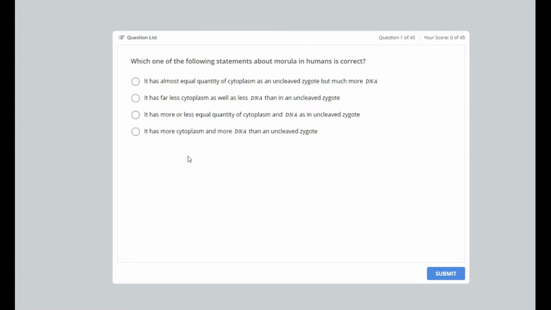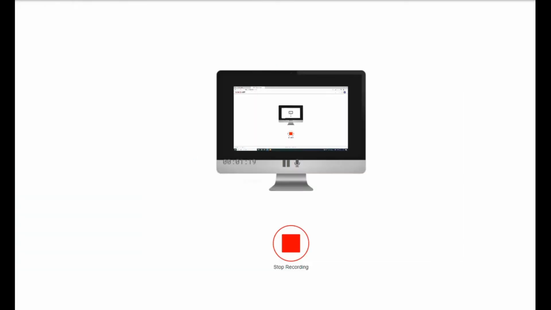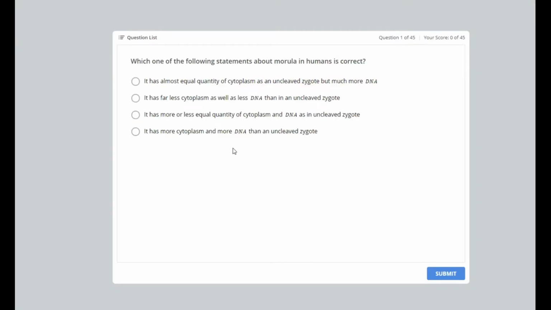The first question, which one of the following statements about morula in humans is correct? Option 1, it has almost equal quantity of cytoplasm as an uncleavaged zygote, but much more DNA. Second option, it has far less cytoplasm as well as DNA than in an uncleavaged zygote. Option 3, it has more or less equal quantity of cytoplasm and DNA as in uncleavaged zygote. Option 4, it has more cytoplasm and more DNA than an uncleavaged zygote. So which is the right answer? The right answer is the option D.